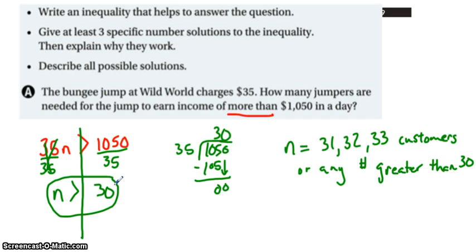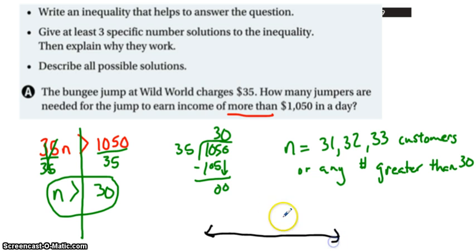Any number of customers greater than 30 is going to give us an income greater than $1,050. Now we're going to go ahead and describe this on a number line. So I'm going to make a number line down here.